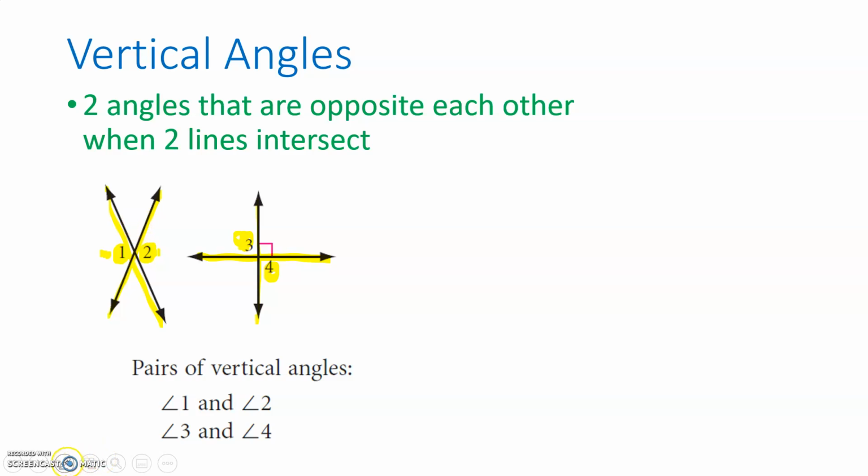Now, if I go back here, I'm trying to get a pen here. This is 5 and 6. They are also vertical angles, and this is 7 and 8. They are also vertical angles.